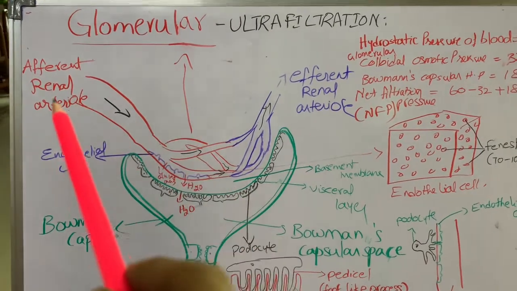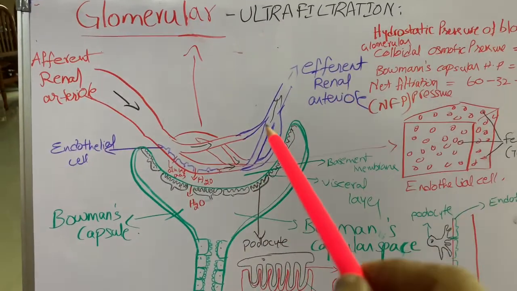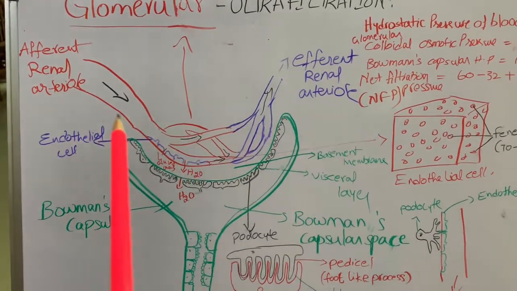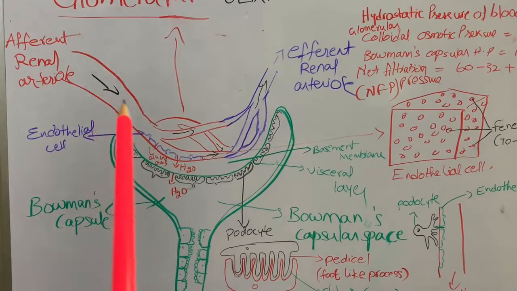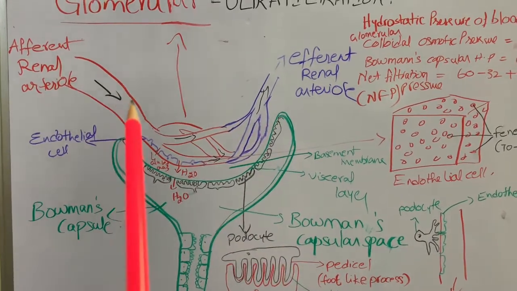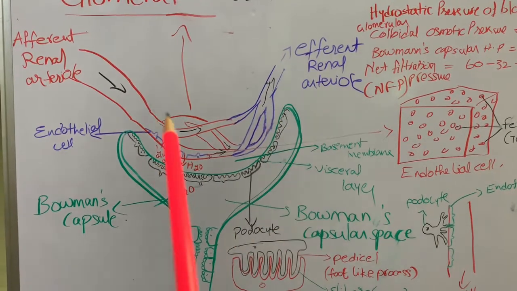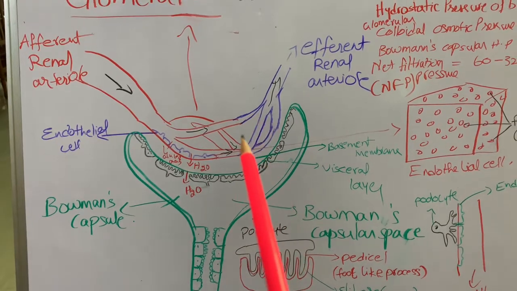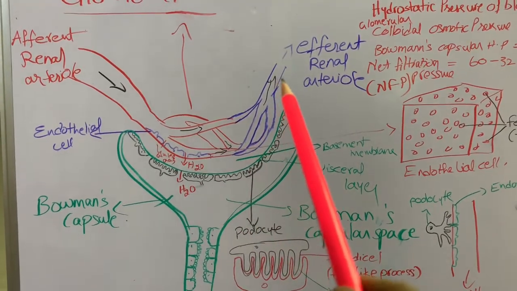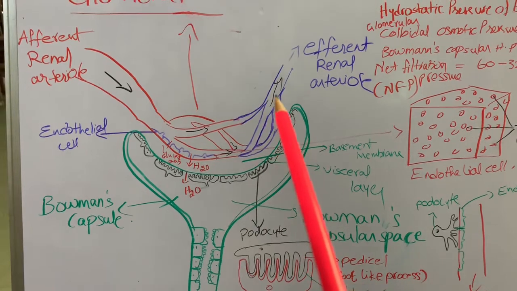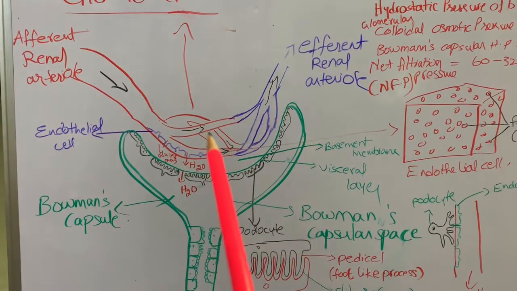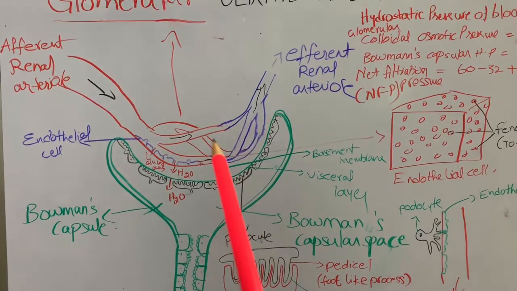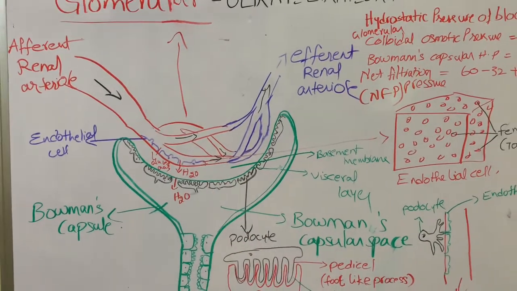The glomerulus is formed by the afferent renal arteriole and efferent renal arteriole. Observe the diameter of afferent and efferent arterioles. The afferent arteriole is larger than the efferent arteriole. So the diameter is large here, and here the diameter is less. Once the blood enters the glomerulus, it becomes slow because the efferent renal arteriole's diameter is very small. So there is time for the filtration. This is helpful for the build-up of pressure and also for filtration.